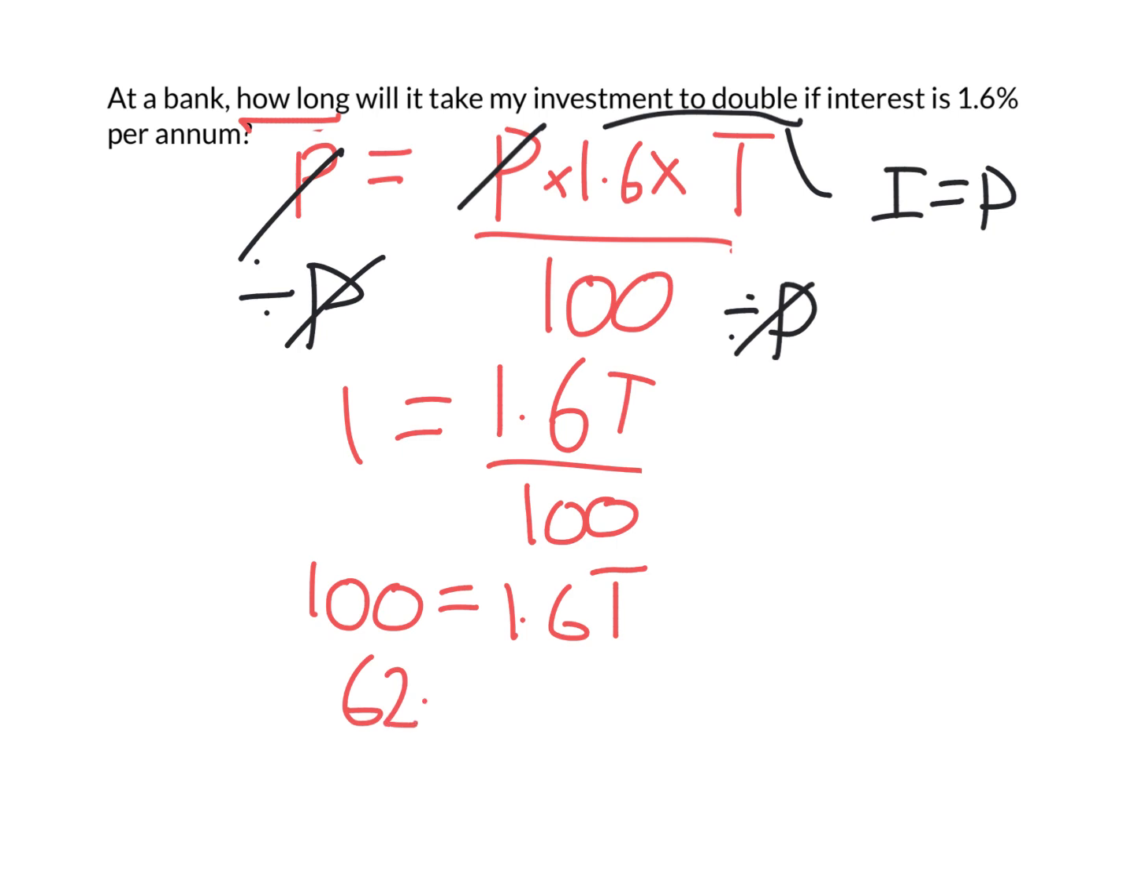I get 62.5 equals T. Now, because 1.6, the rate was per annum or per year, T will be in years. So at 1.6% per annum, it will take 62.5 years for the investment to double in value, and that is true regardless of how much the initial investment is, whether it's $1 or $1 million. But whenever you're finding P, R, or T, you use the same formula, just substitute what you know and then rearrange.